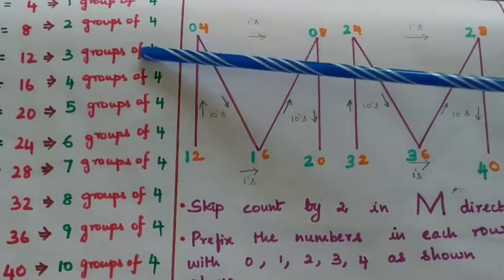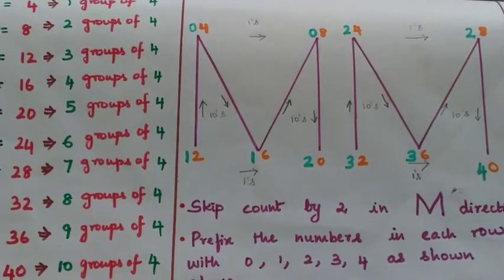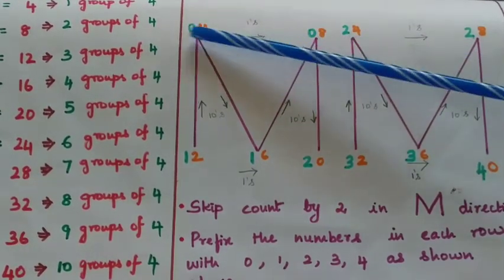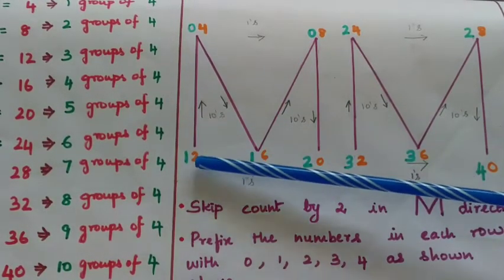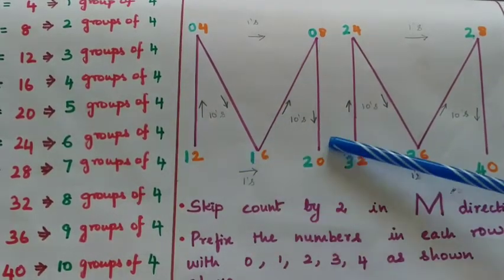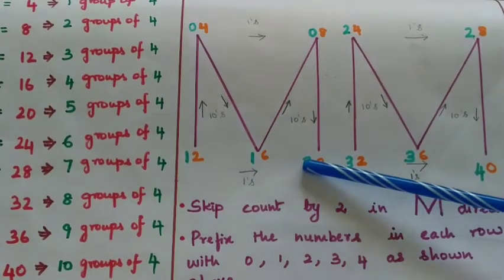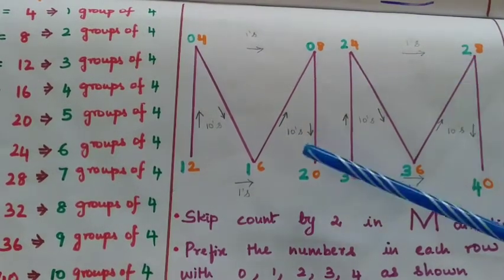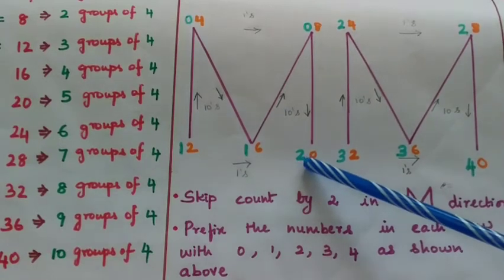Then for each row you prefix the numbers with 0, 1, 2, 3, 4 respectively. For the first row you prefix 4 and 8 with 0, and for the second row you prefix 2 and 6 with 1, and when you see a 0 you increase the tens digit by 1 and write 2 here. Then when you move to the second M, you proceed with the same number that you have written here.